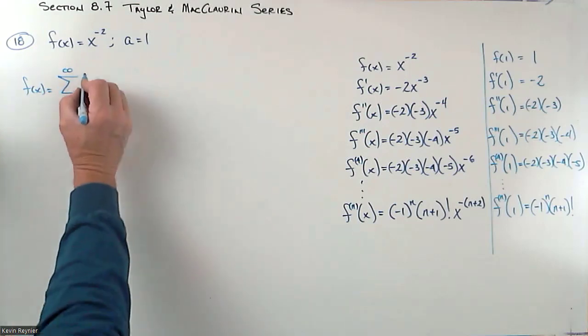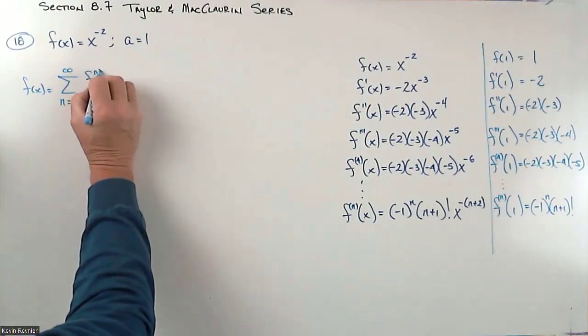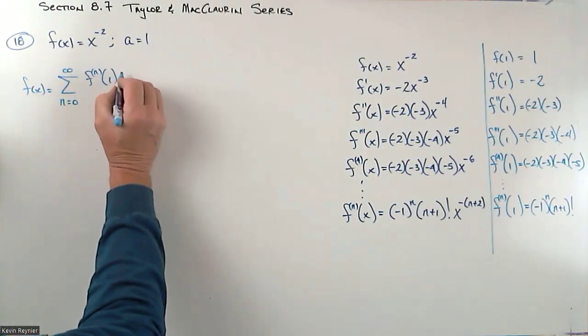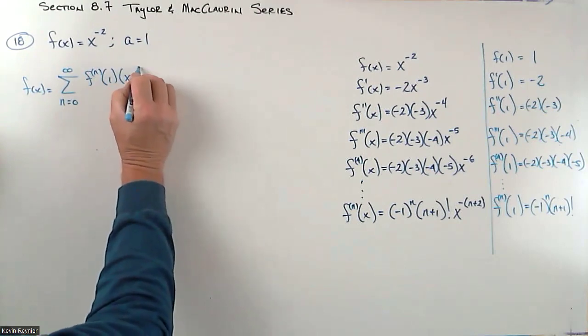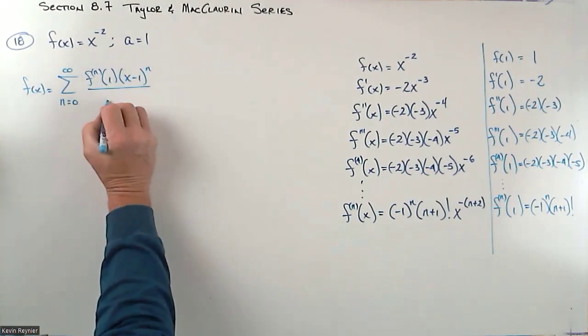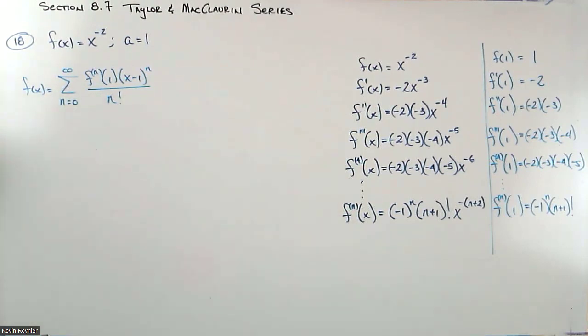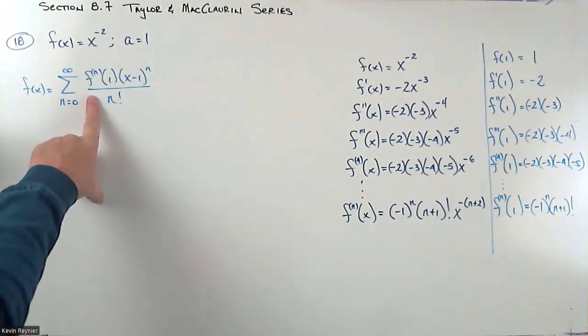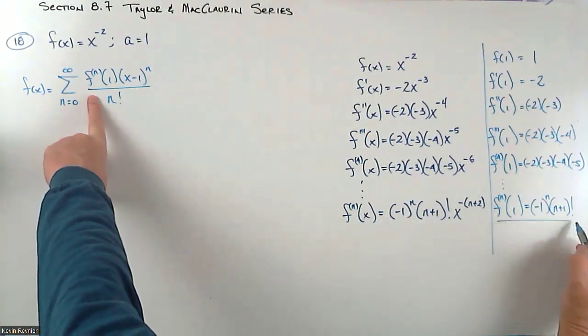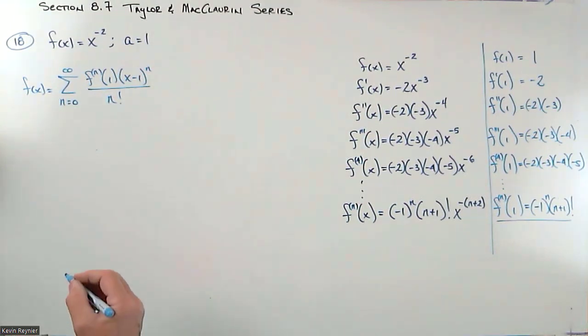If we just write it down, we're going to want the nth derivative evaluated at 1 times (x minus 1) to the n, all over n factorial. Now, we know the nth derivative evaluated at 1. It's right here, so we're going to put that in.